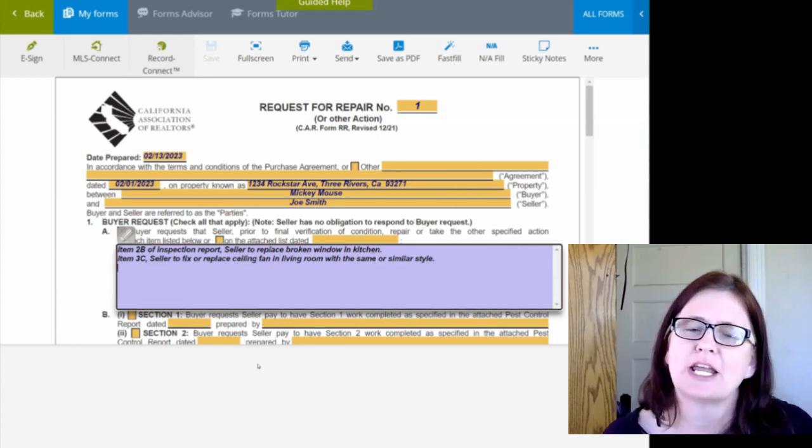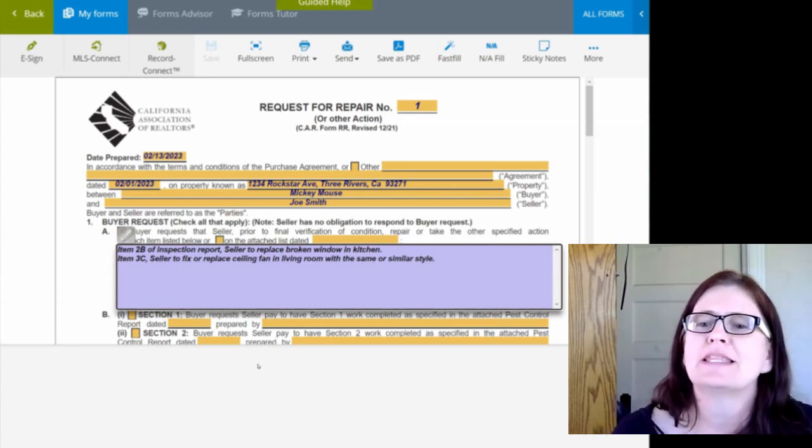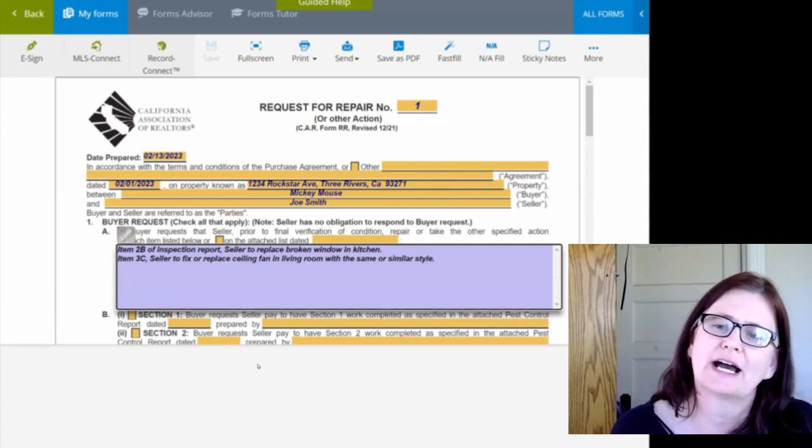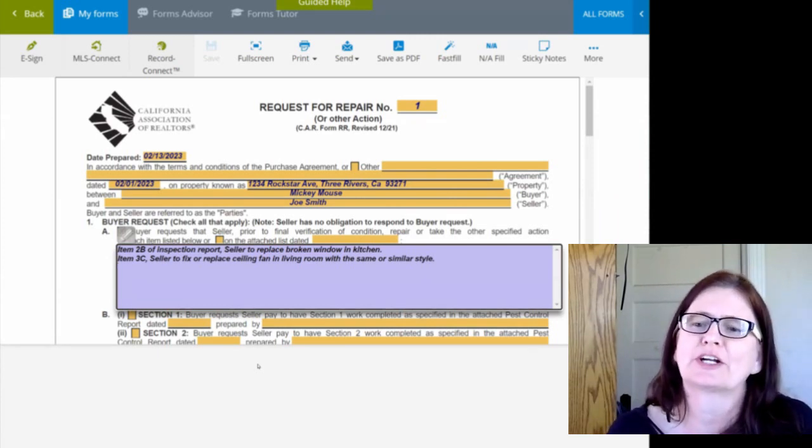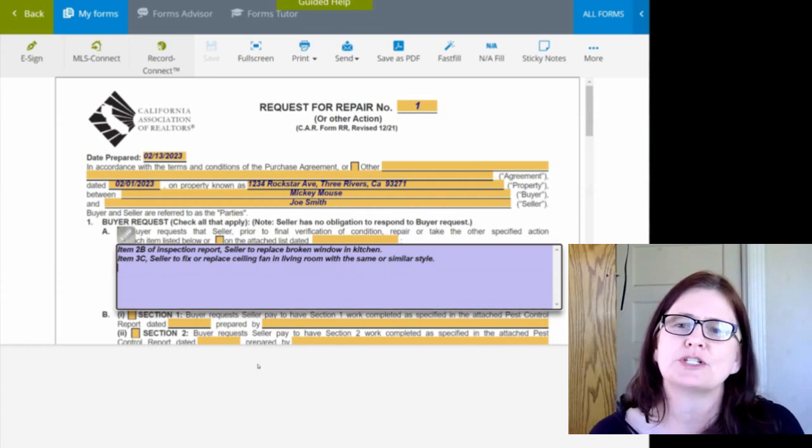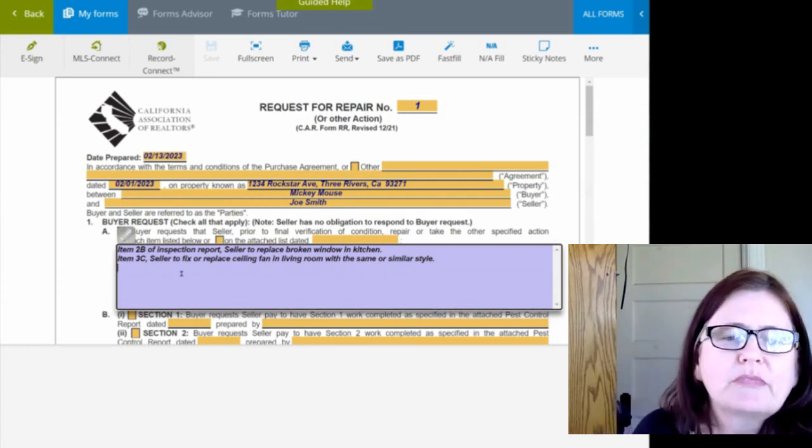So then we ask them, can you patch it and paint it? Maybe they don't use the same exact paint color, right? So there could be issues that come up. So just be aware of that, right?